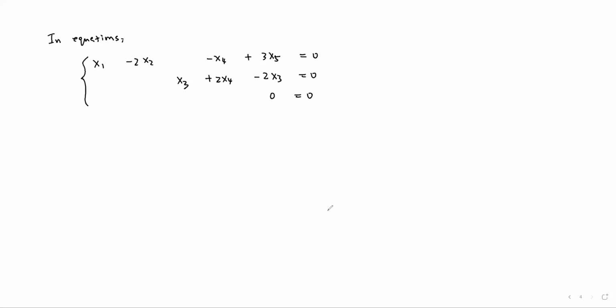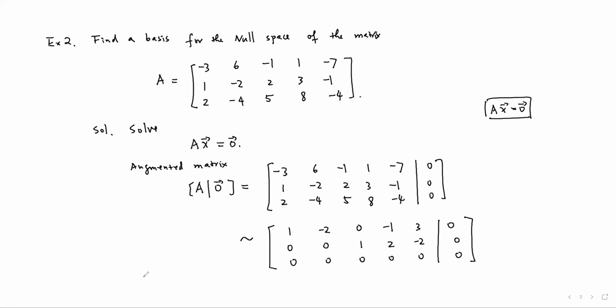We have 5 unknowns: x1, x2, x3, x4, and x5. Which ones are basic unknowns? Let me see. First column contains a pivot number, so x1 is basic. Third column contains a pivot number, so x3 is basic. x2, x4, x5 are free variables.